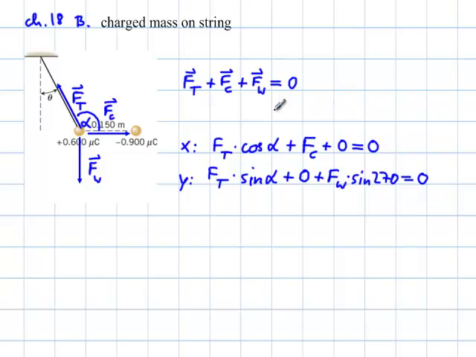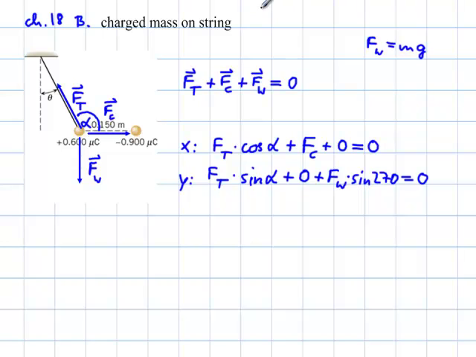And of course Fw is written as mass times gravity, mg. Here we go. Both of these are positive numbers, the negative number comes from this sine 270 degrees.